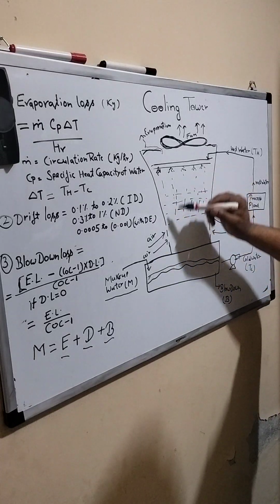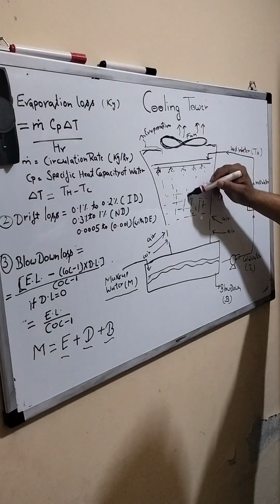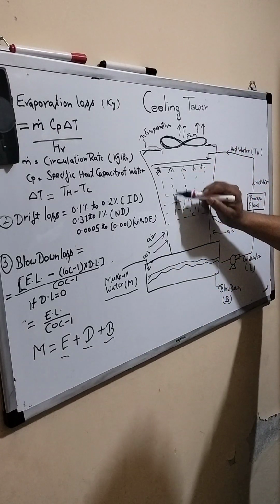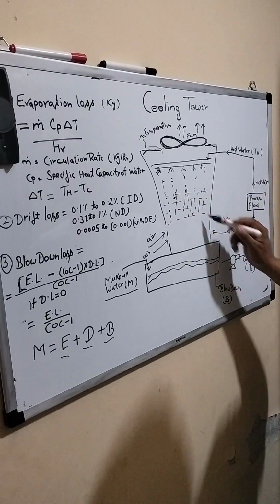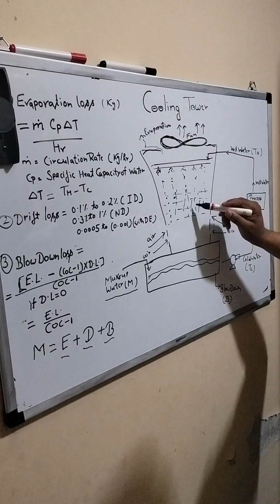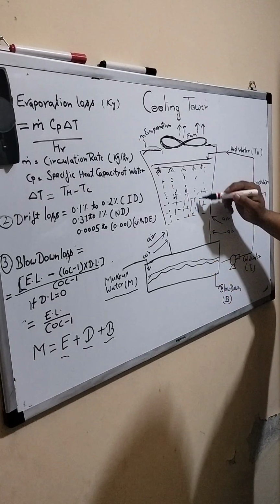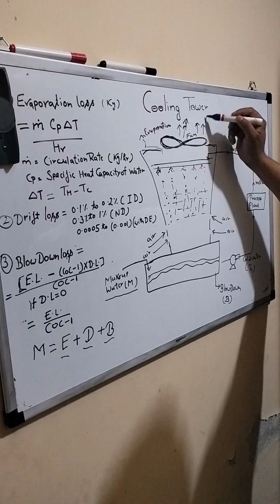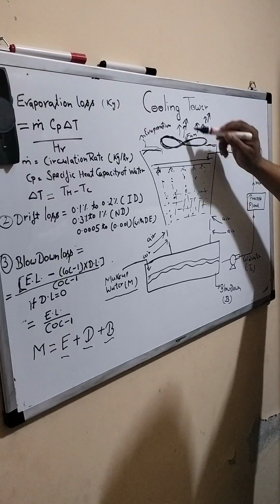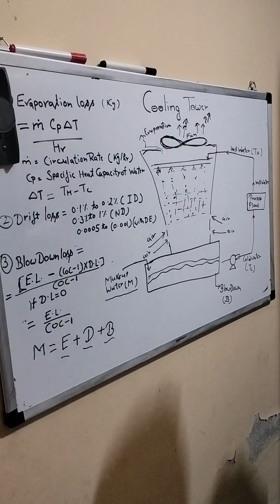Air flows between these packings through which the liquid droplets are moving downwards. This air will come in contact with water, so water vapor will evaporate and go into the atmosphere.